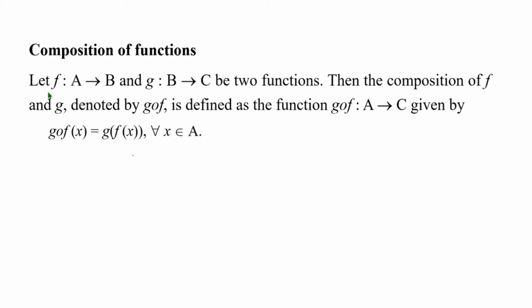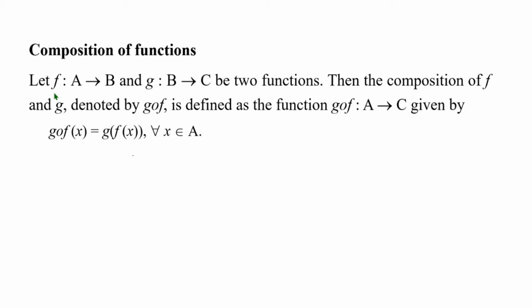Let f be a function from the set A to set B and g from set B to set C. Let these be two functions. Then the composition of f and g, denoted by g of f, is defined as the function g of f from A to C given by g of f of x is equal to g of f of x for all x belongs to A.